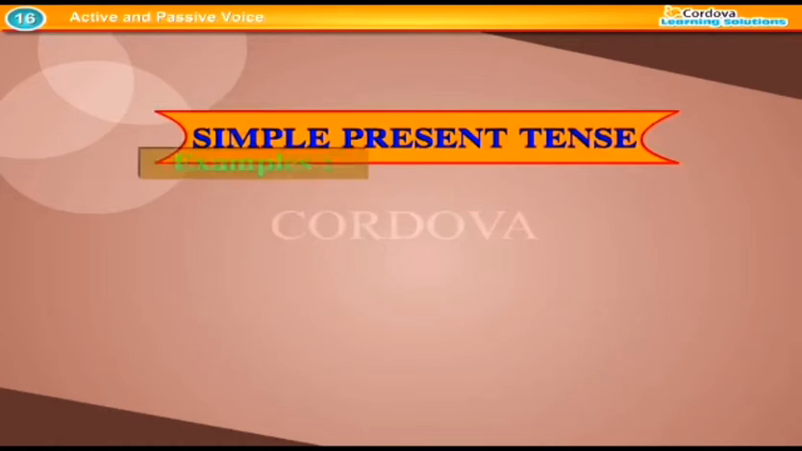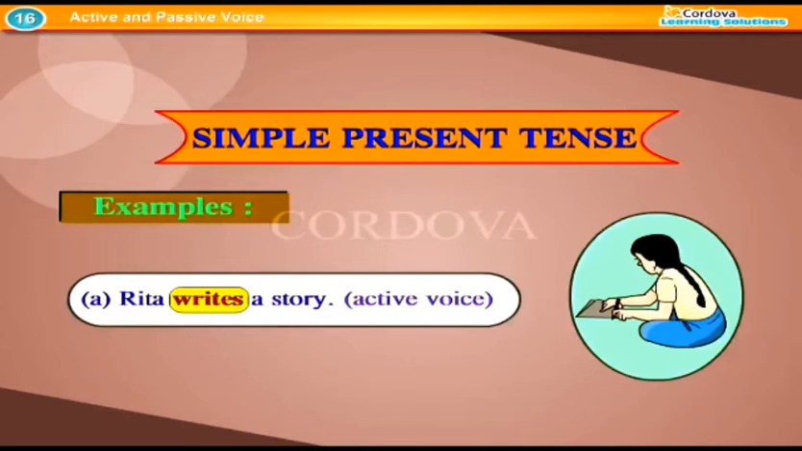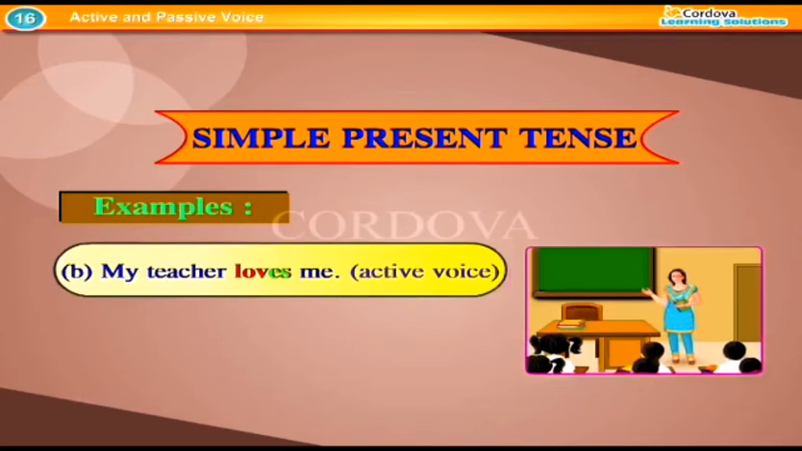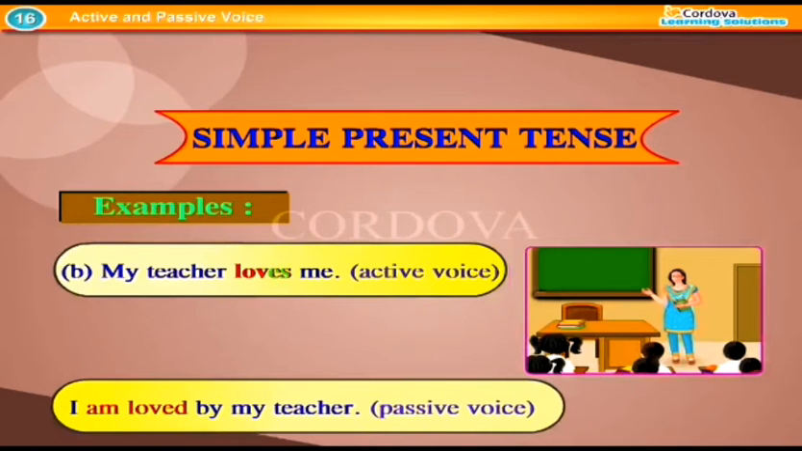Simple present tense. Examples: Rita writes a story. Active voice. A story is written by Rita. Passive voice. My teacher loves me. Active voice. I am loved by my teacher.